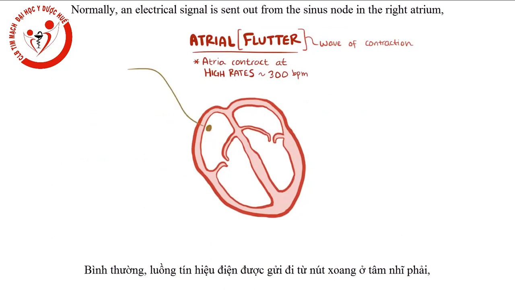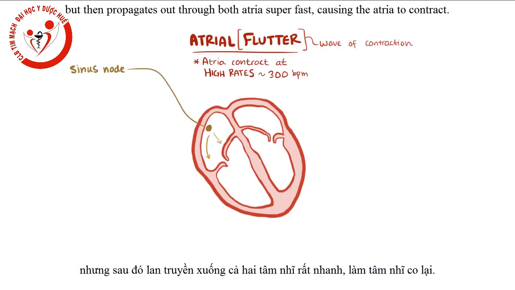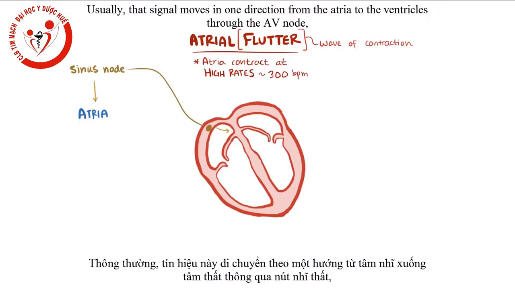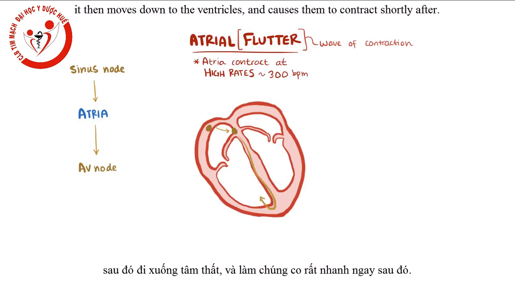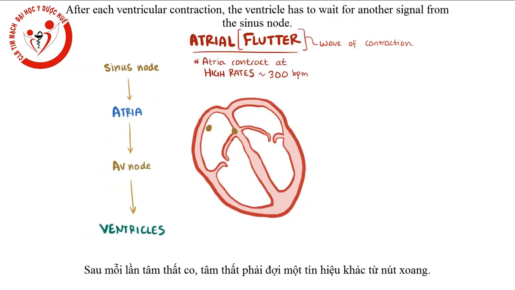Normally, an electrical signal is sent out from the sinus node in the right atrium. It then propagates out through both atria super fast, causing the atria to contract. Usually that signal moves in one direction, from the atria to the ventricles, through the AV node. It then moves down to the ventricles and causes them to contract shortly after. After each ventricular contraction, the ventricle has to wait for another signal from the sinus node.